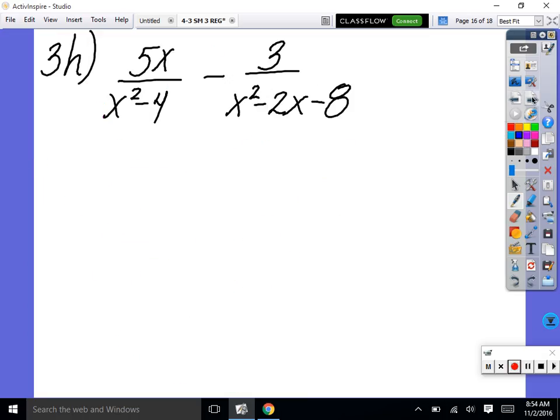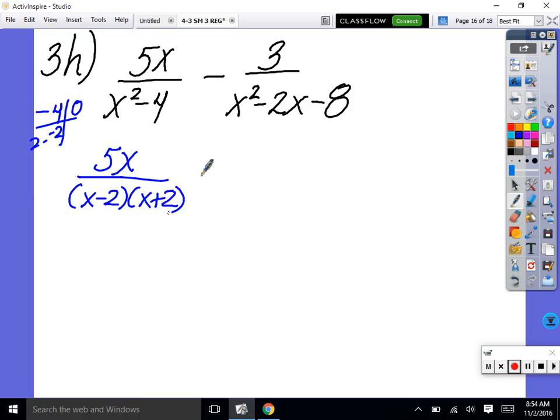Okay, let's do 3h. Hurry, look at it. We would say to ourselves, let's factor this. So we're going to have 5x over what multiplies to be negative 4, adds up to be 0, 2 times negative 2. So this will factor to be x minus 2, x plus 2, right? Minus 3 over what multiplies to be negative 8, adds up to be negative 2. 4 times 2, negative 4. So x minus 4 and x plus 2.